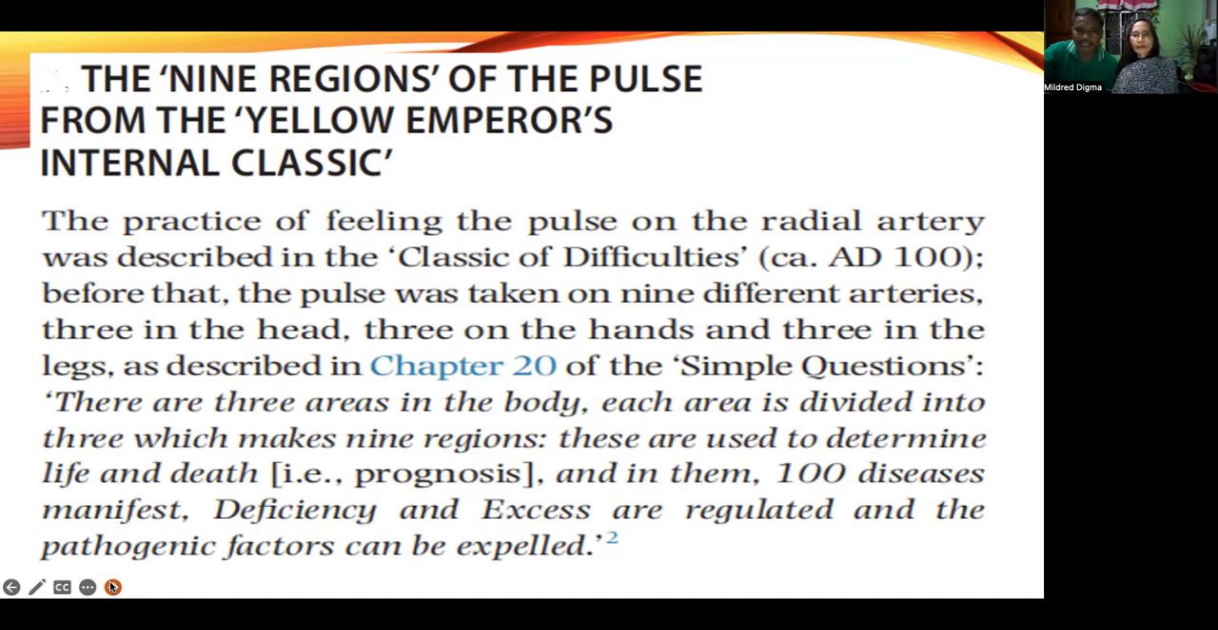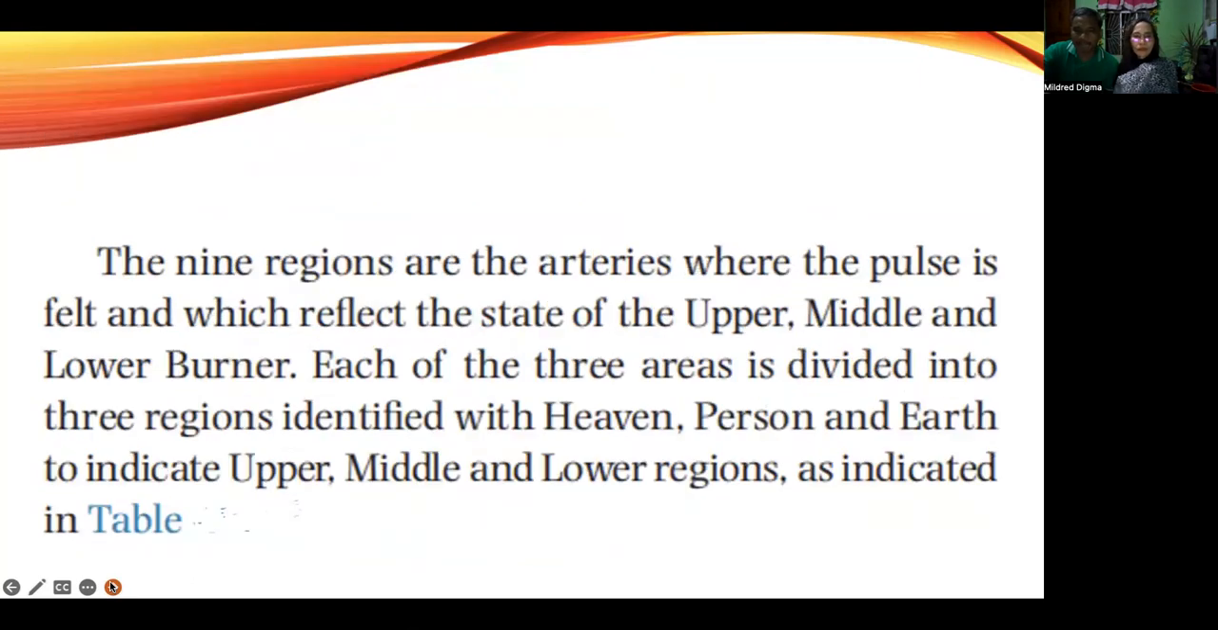In terms of disease manifestation, pwede rin makita natin yung mga deficient at saka mga excess condition at pathogenic factor na pwede natin expel. Okay, the 9 regions sa arteries or pulse, pwedeng maramdaman. So yung 9, pag isama rin natin sa upper, middle, at saka lower. Tapos sa upper, ma-divide into 3. Tapos sa middle naman, ma-divide into 3 ulit, kaya nagiging siyam lahat.